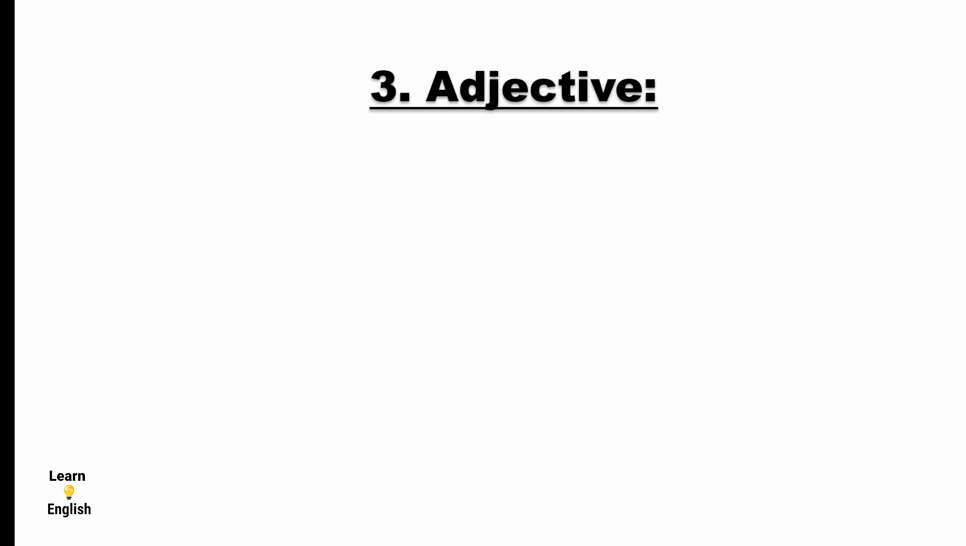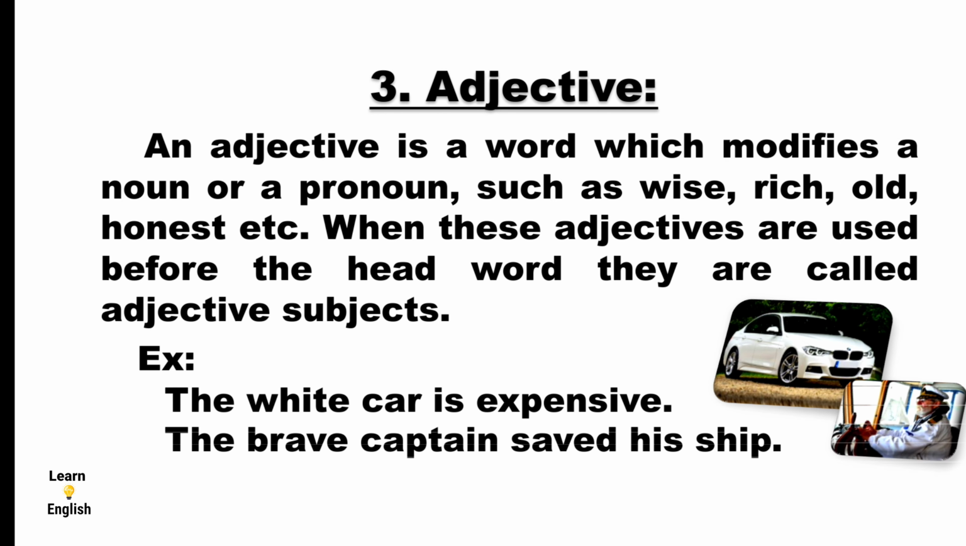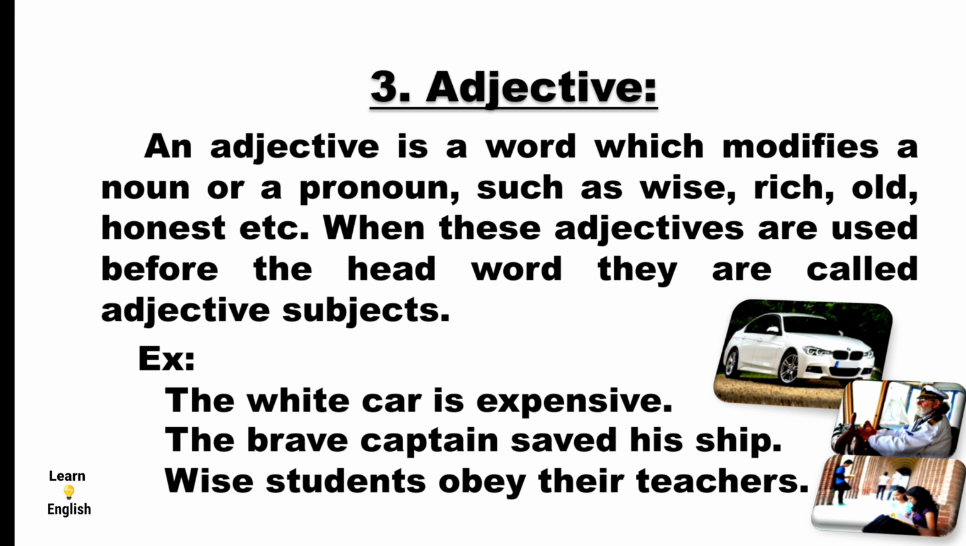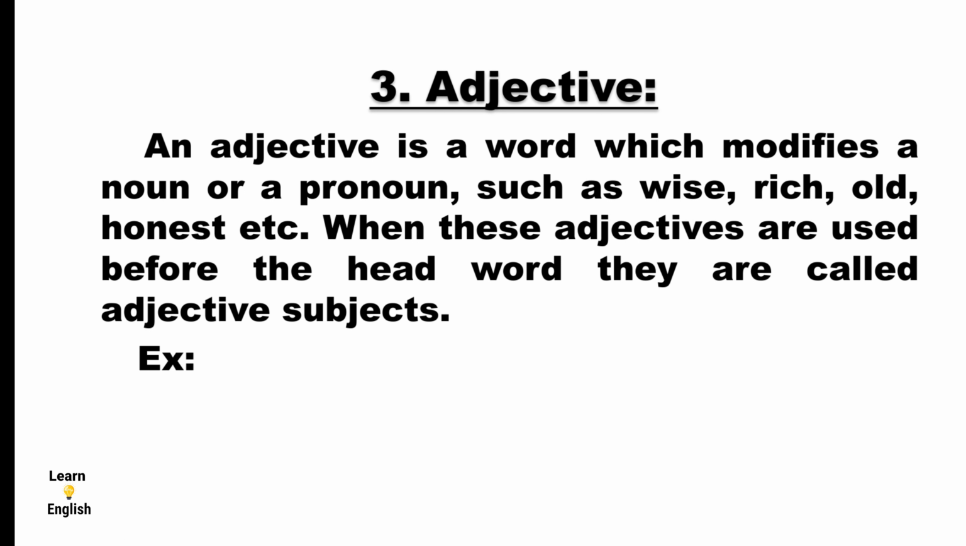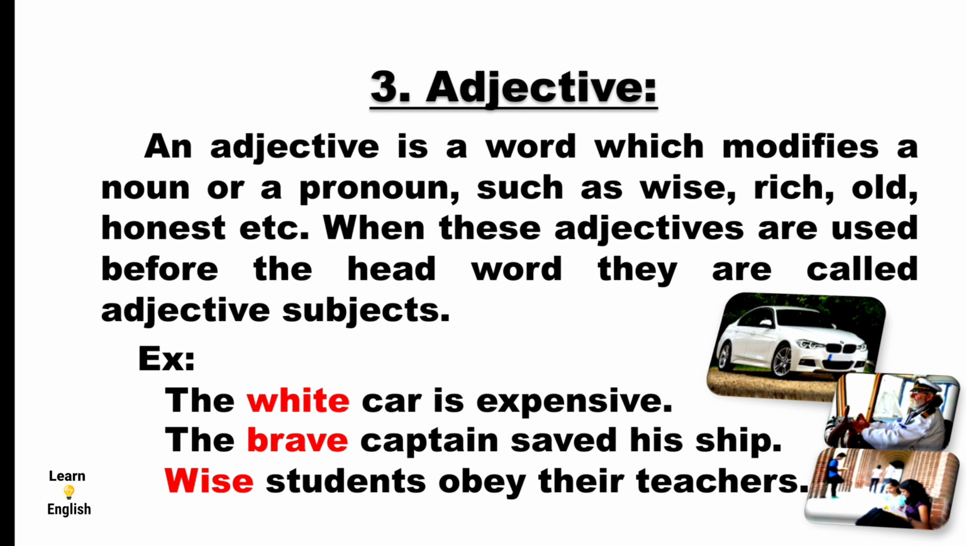Third one, adjective. An adjective is a word which modifies a noun or a pronoun, such as wise, rich, old, honest, etc. When these adjectives are used before the head word, they are called the adjective subjects. Look at these sentences. The white car is expensive. The brave captain saved his ship. Wise students obey their teachers. In the above sentences, white, brave, and wise are the adjectives. So these are called the adjective subjects.